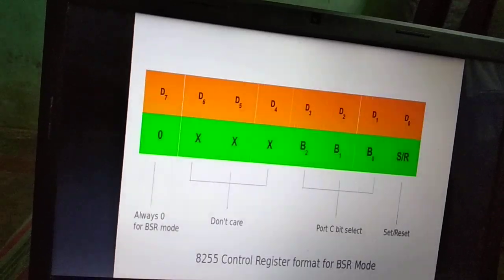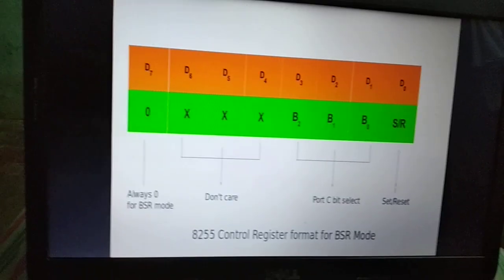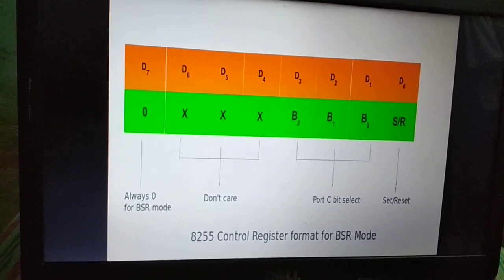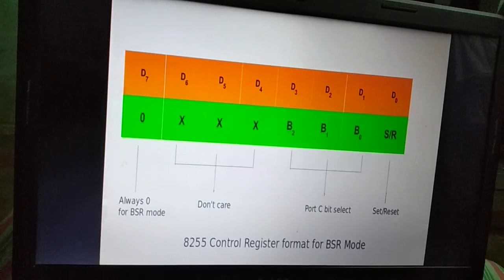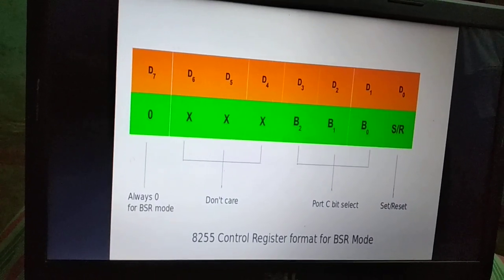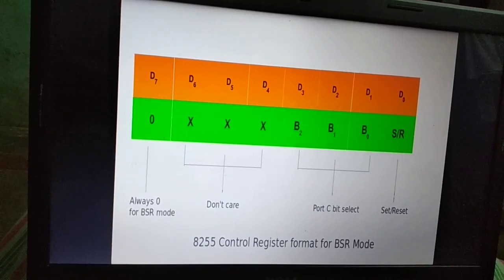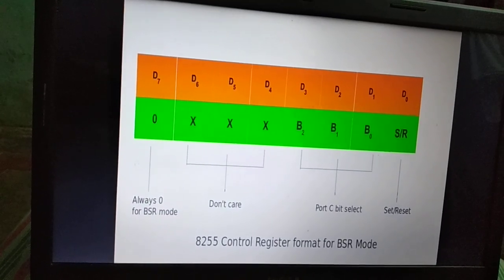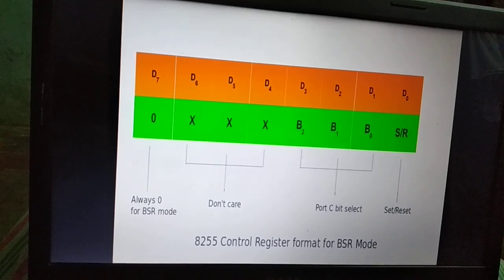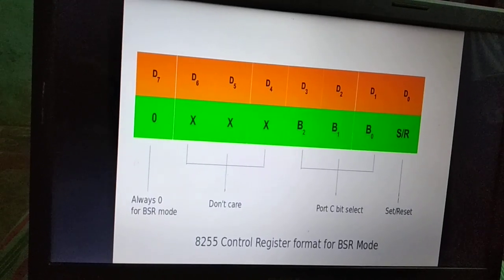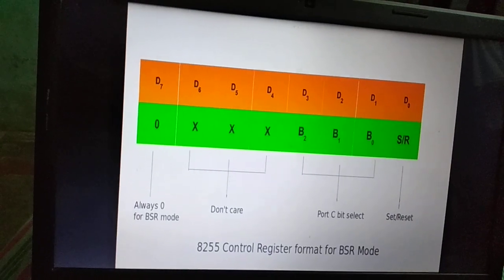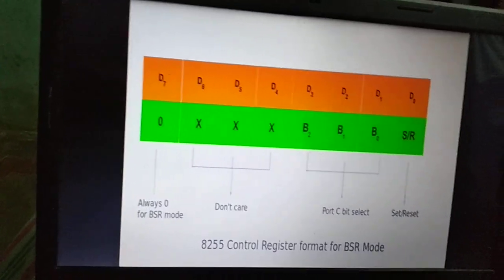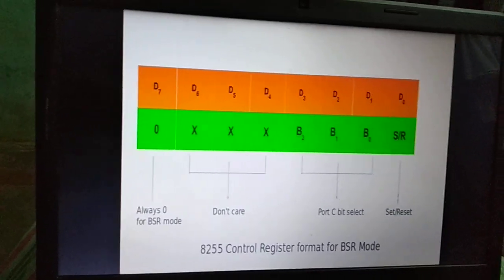And we have seen the command word formats for bit set reset mode. To say that it is a BSR mode, the most significant bit will always be 0, and for IO mode it will always be 1. In BSR mode, one of the port C bits is used for setting or resetting. To select the bits, we use the three bits D1, D2, and D3. To tell whether its value is 0 or 1, we use the first bit, D0, and the remaining three bits are not used, so they are set to don't care conditions.